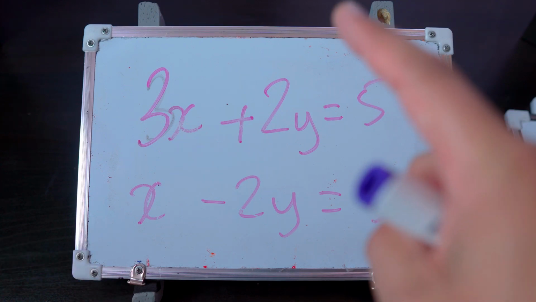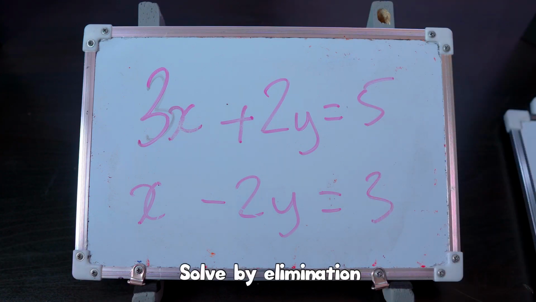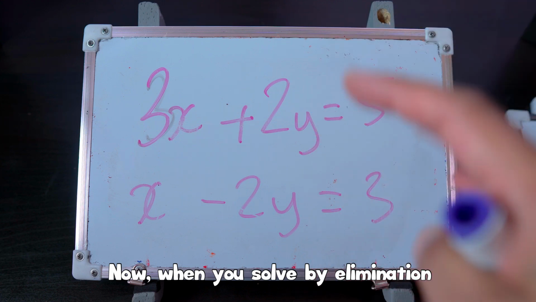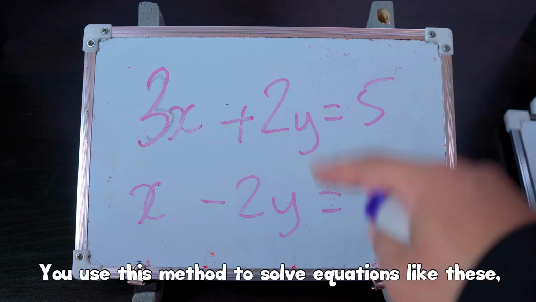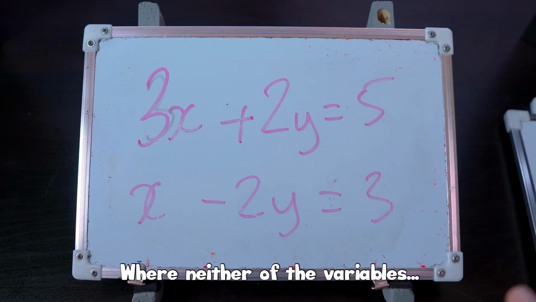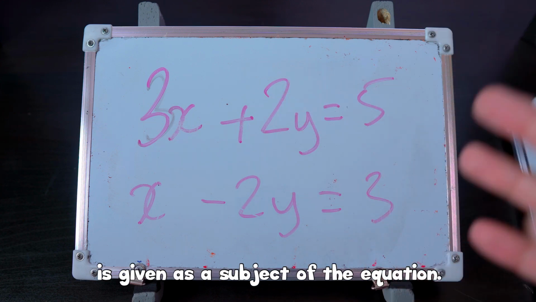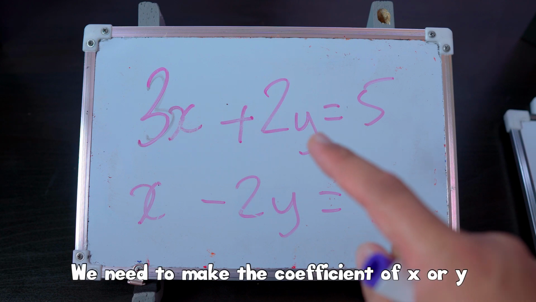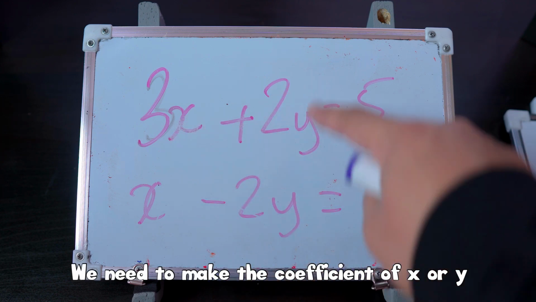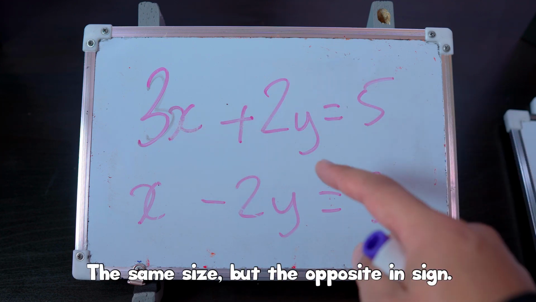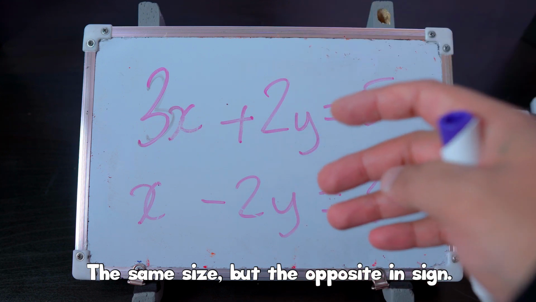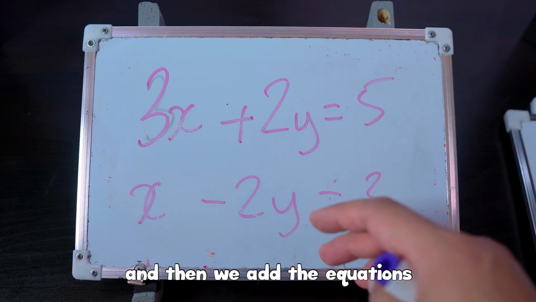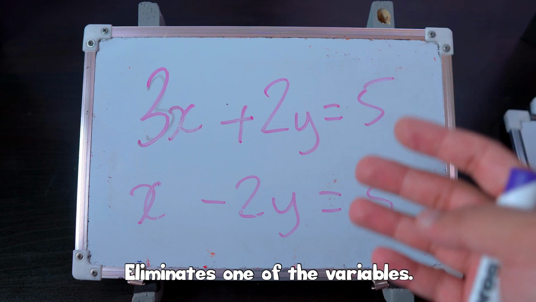Listen. Your teacher said solve by elimination. Now, when you solve by elimination, you use this method to solve equations like these, simultaneous equations, where neither of the variables is given as a subject of the equation. In this method, we need to make the coefficient of x or y, one of these two, the same size but the opposite in sign. And then we add the equations, which in effect eliminates one of the variables.